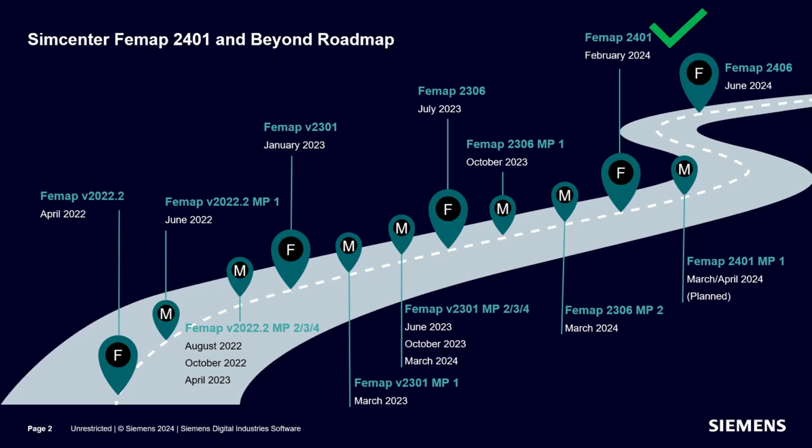So again, 2401's been out since February. We plan to have a maintenance pack for it in March or April. And just for anybody who's currently using FEMap 2301 or 2306, we will be bringing out MP4 of 2301 and MP2 of 2306 sometime this month, probably, hopefully next week. And just know that these actually do contain quite a few fixed issues. So, if you've been having any kind of trouble with 2306 MP1 or 2301 MP3, these should help you out on that front.